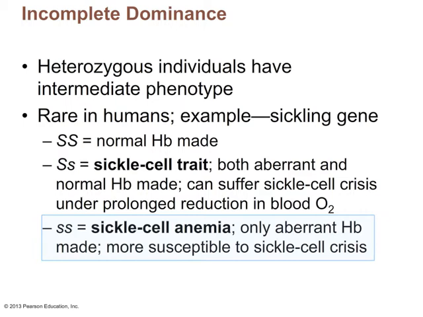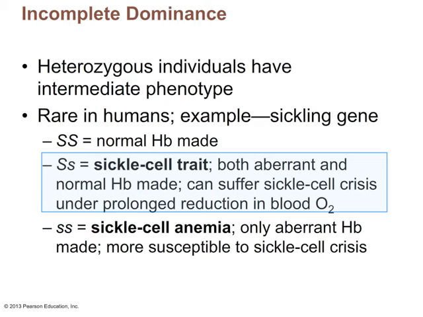But now let's take a look at the heterozygote. In heterozygous individuals with normal dominance, the dominant allele usually masks the recessive allele. But that's not the case here with incomplete dominance. This person will have some normal hemoglobin and some abnormal hemoglobin. So they will express something called sickle cell trait. They won't be the same as somebody that's homozygous dominant or the same as somebody that's homozygous recessive, but instead they'll be somewhere intermediate to that.